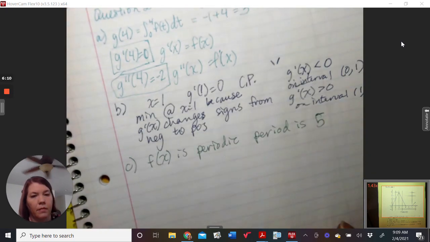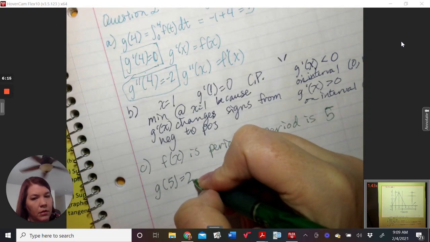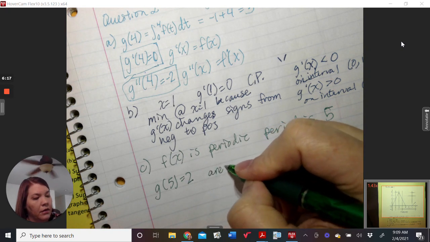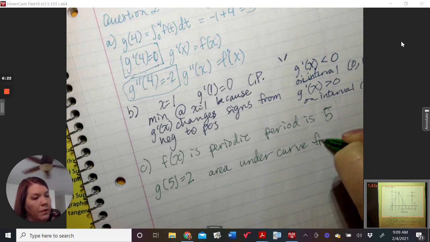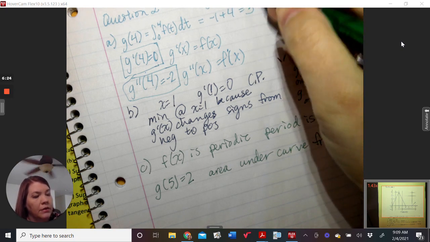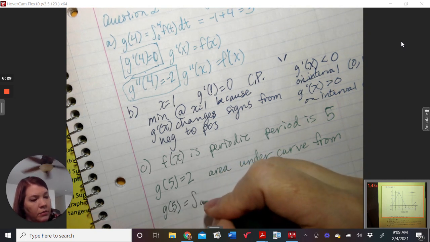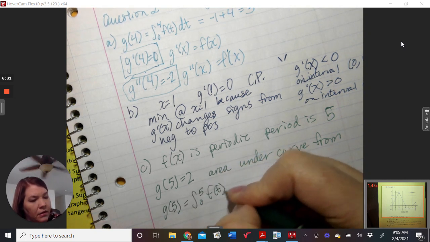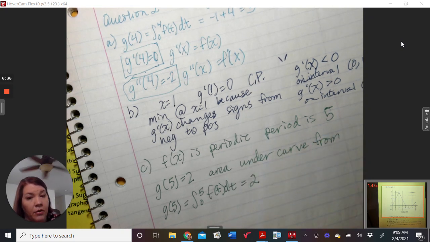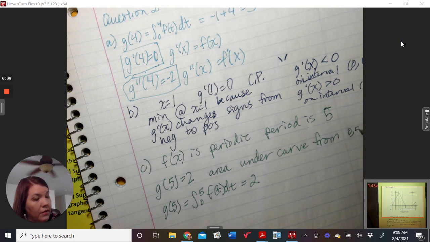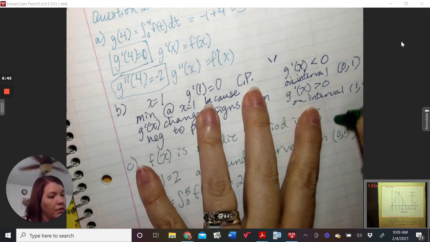Okay. We know that g of 5 is 2. In other words, the area under the curve from 0 to 5, because g of 5 is equal to the integral from 0 to 5 of f of t dt. And since that's equal to 2, the area under the curve from 0 to 5 is 2.